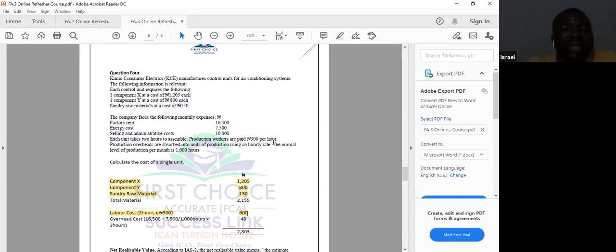Now, after that, it says that production overheads are absorbed into units of production using the hourly rate. The factory rent and the energy cost are absorbed into each unit by using the hourly rate. It means that it's per hour that they use to prorate the fixed or variable overhead cost. So after that, the normal level of production per month is 1,000 hours. Now, if the production level is 1,000 hours, what we need to do is to calculate the total hours that will be used.